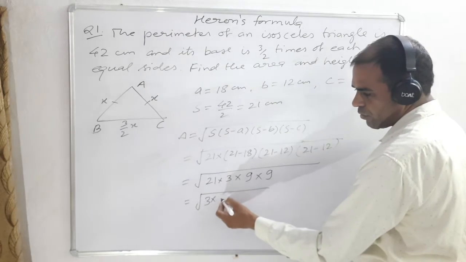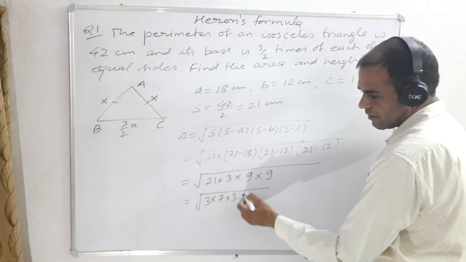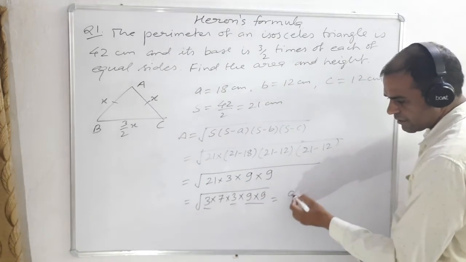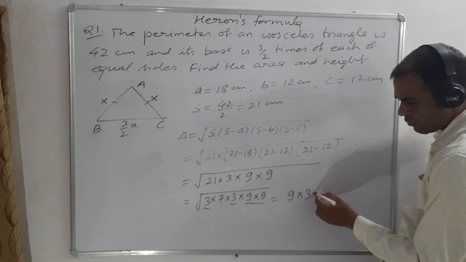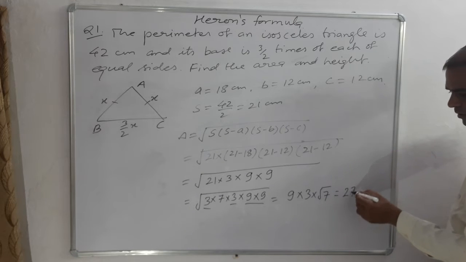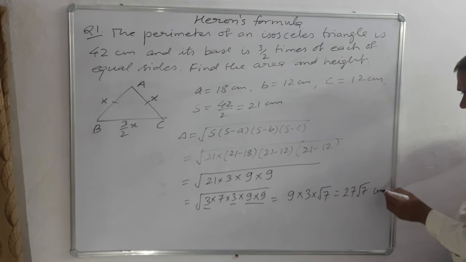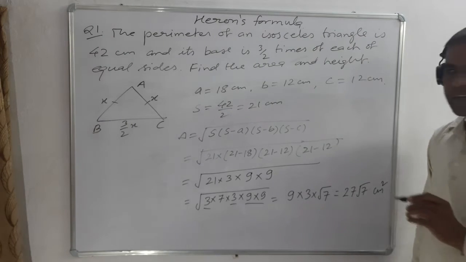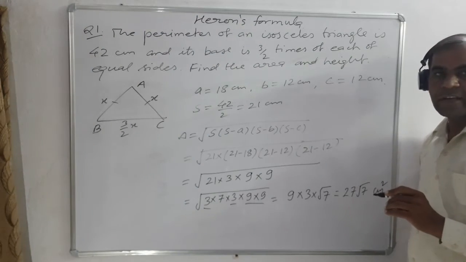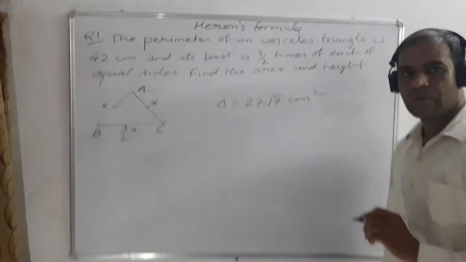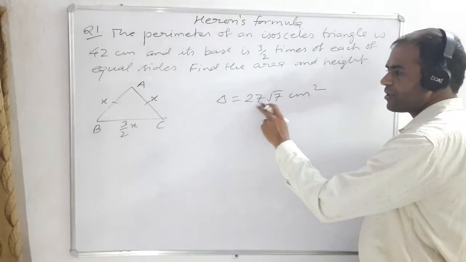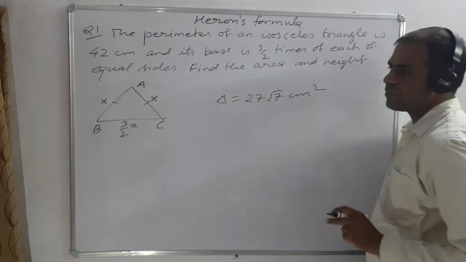The factor of 21 is 3 7s are 21. Here 3 and 9 and 9. These are the pairs. So 9 into 3 into root 7, and its product is 27 root 7 centimeter square. This is the area of this triangle. After finding the area of the triangle, which is 27 root 7, we will find the height of this triangle.